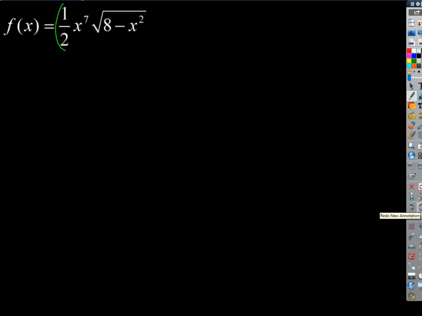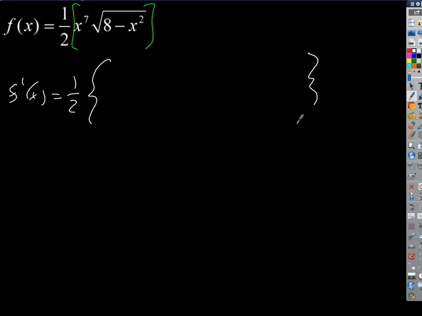So let's leave the 1/2 out front and just make that our product. Now when we differentiate, we've got our 1/2 and then a bunch of stuff for the product rule. So what's our u? x to the 7th. Okay, so we've got a u. What's our v? The square root of 8 minus x squared. You get the square root part.